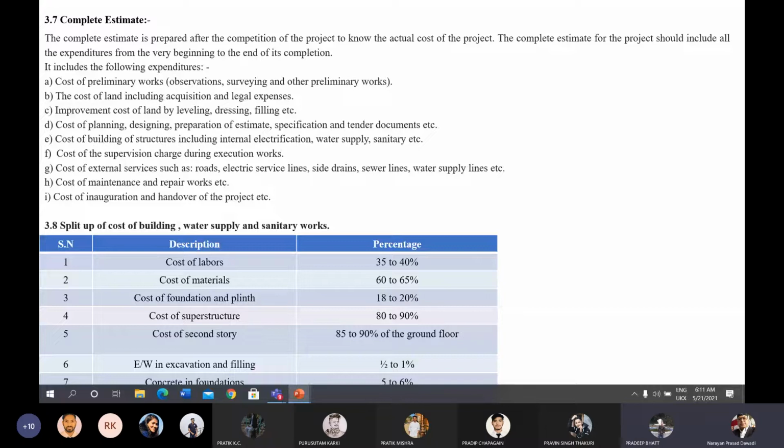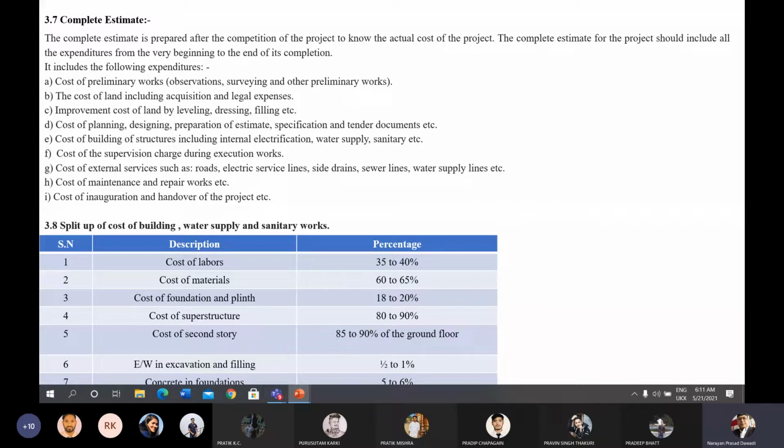Now, the building works or building cost can be split under different headings. If you consider the labor and the material cost, the labor cost will be 35 to 40%, whereas the material cost is 60 to 65%. In general, for the construction of the building including the water supply as well as sanitary, the cost of material will be 60 to 65%, whereas the cost of labor will be 35 to 40%.